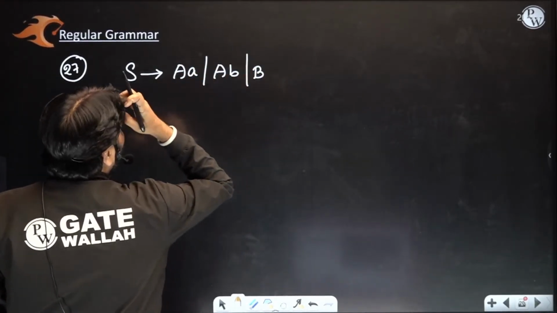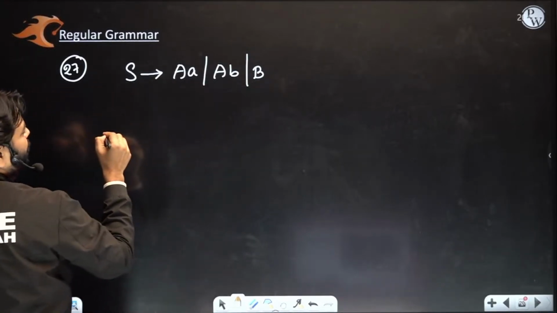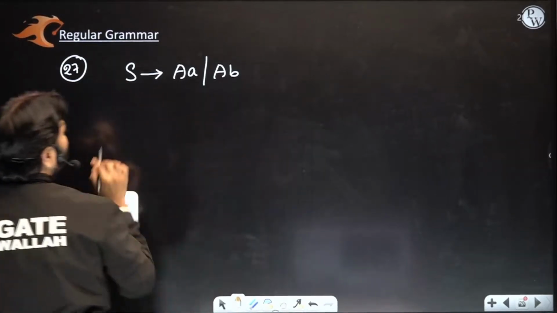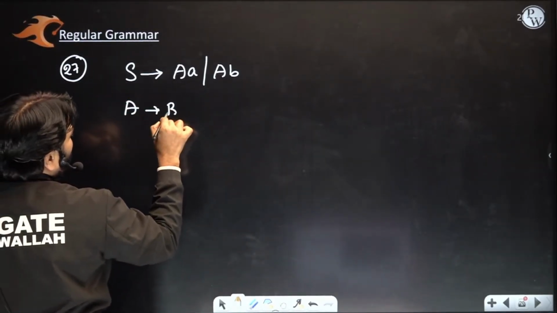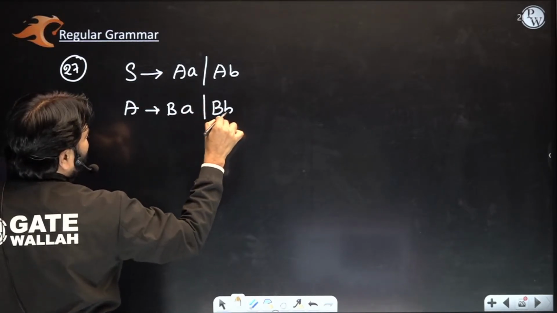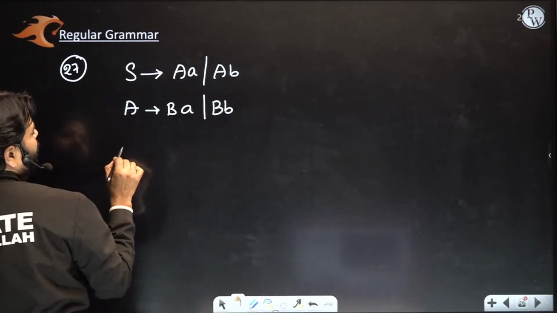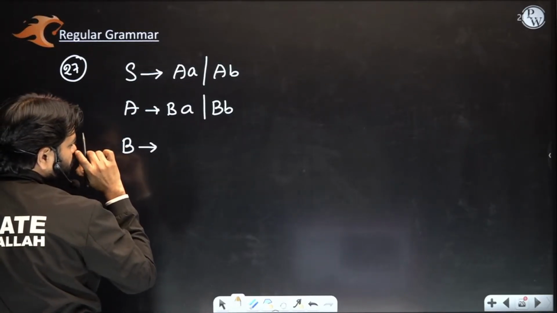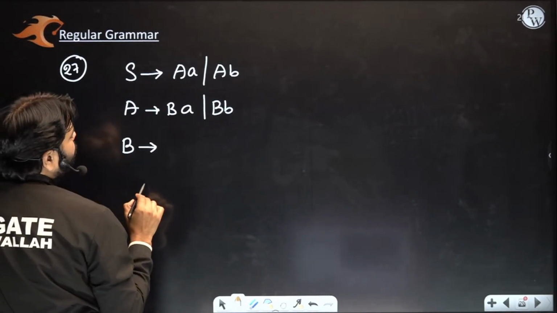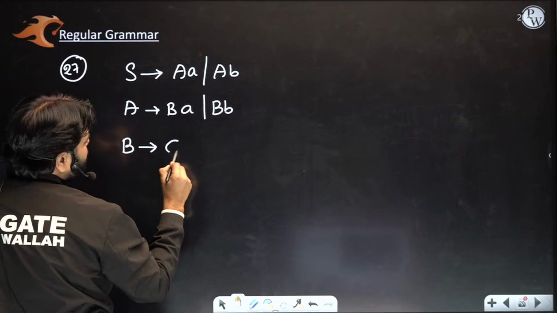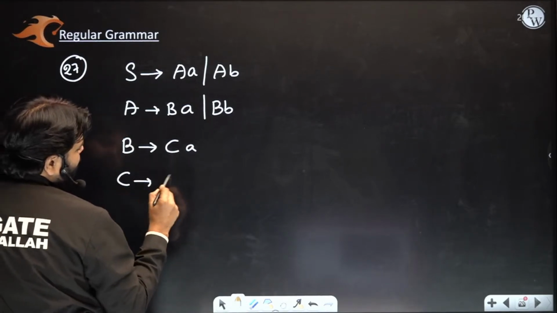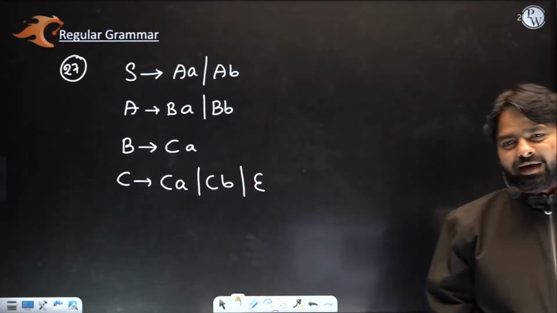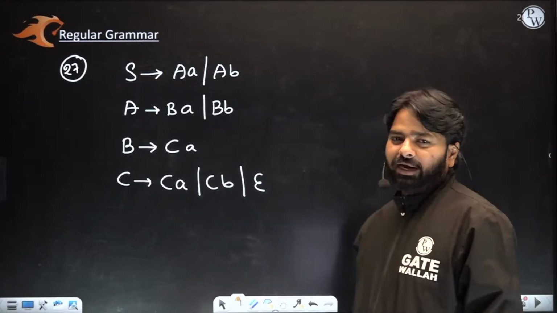B. At least I should not make the mistake now. Okay, let's leave it. A derives BA or BB. Fine. B derives CA. C derives CA or CB or epsilon. So this is what I was looking to write earlier, so that I did not make the mistake.